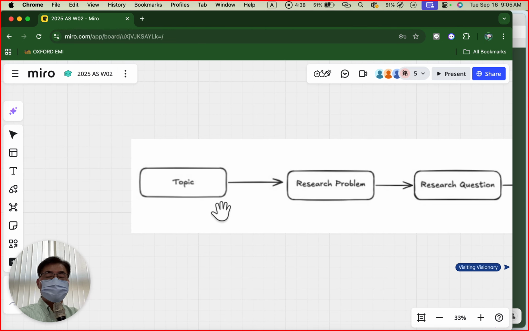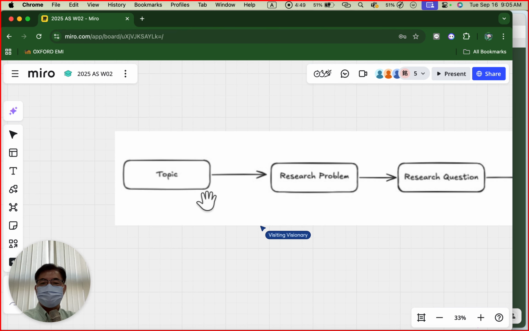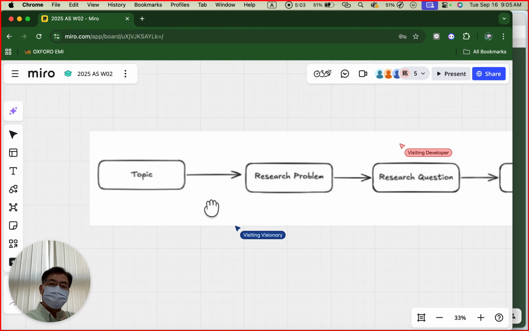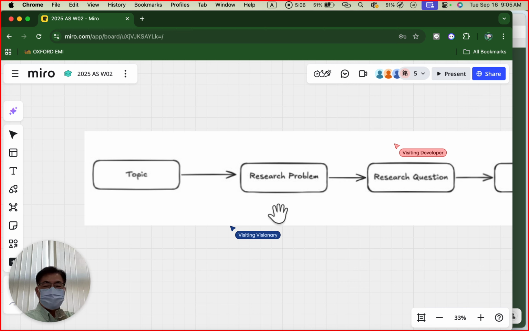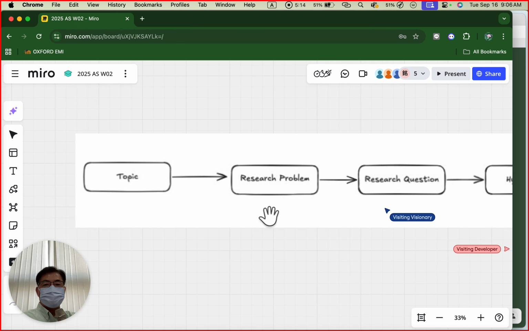Okay, the very beginning will be the topic. So we have to decide which topic we would like to study at the very beginning of our research phase. Based on this topic, I have to read a lot of papers, a lot of articles from journals, so that you can find a research problem that you would like to address or explain. Could anyone tell me what is a research problem?